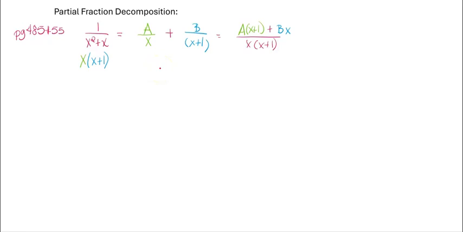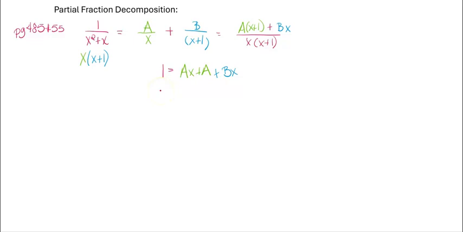So now I just want to work with my numerator, and I will say 1 equals a, and I'm going to go ahead and distribute it, ax plus a plus bx. So now I'm going to collect like terms, and I'm going to get 1 equals ax plus bx plus the constant a. Now, when I rewrite this as a system with the coefficients of x and the constant, which is x to the 0, I look on my left side and I see I don't have an x term.